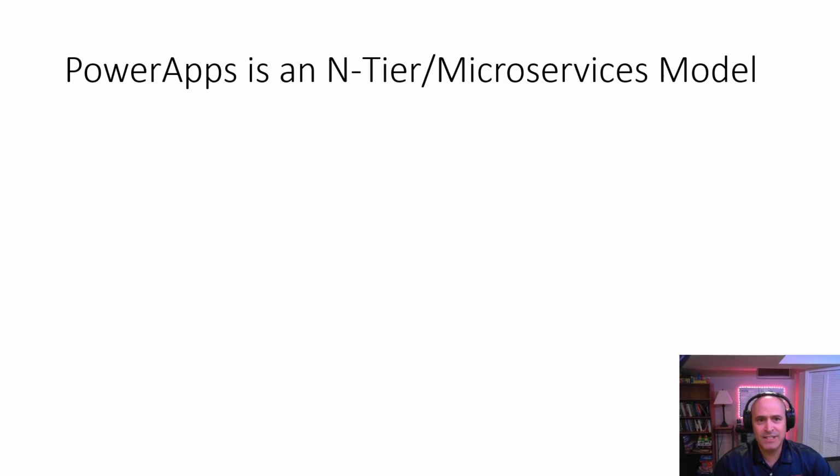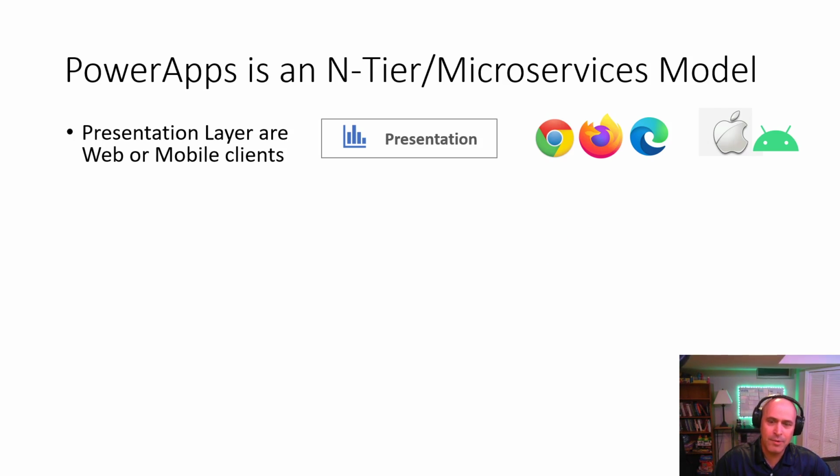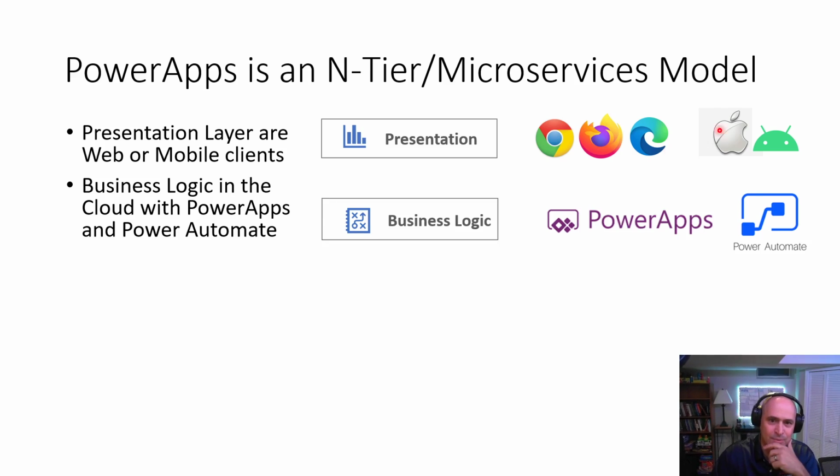PowerApps uses an N-tier microservices model. The presentation layer are the clients. These are mobile or web clients, so they could be iPhone, Android, on mobile, or they can be any browser. The business logic is handled by the PowerApps website itself, where you can create the Canvas app in PowerApps, and if you need complicated business logic, you can use Power Automate.